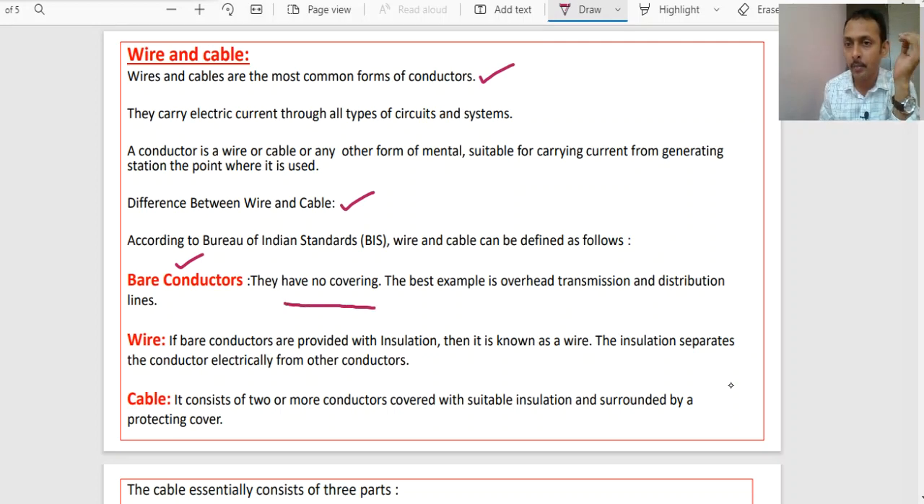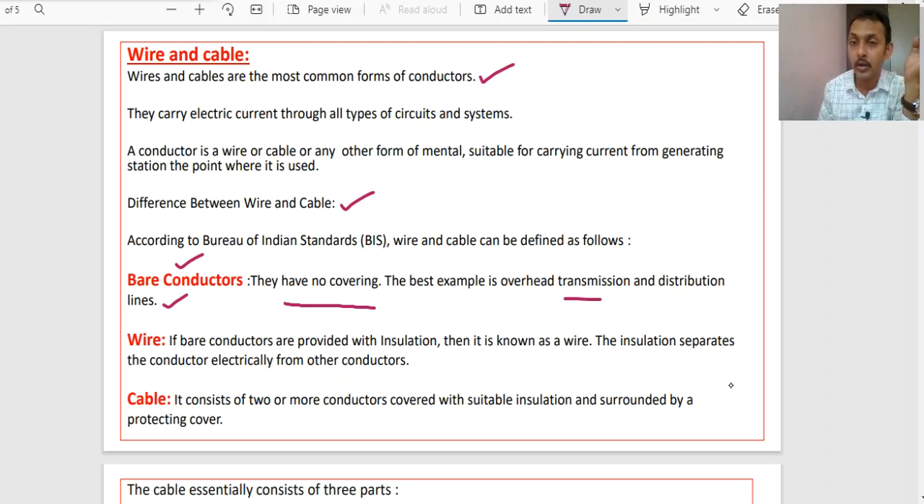This is where we can observe at the end of the streets or on transmission lines or on distribution lines, where we have the conductors, but they are not covered with any sort of insulation. On top of those bare conductors, there won't be any sort of covering, right? So that is simply a bare conductor. The best example is the overhead transmission and distribution lines.